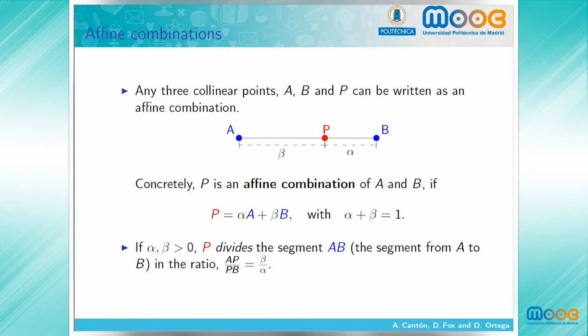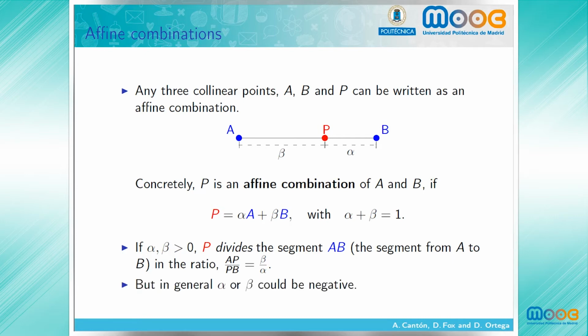When alpha and beta are both positive, we say that P, which is a barycentric combination of A and B, divides the segment AB, the segment from A to B, in the ratio beta over alpha. Beta is the number obtained by dividing the length of the segment AP by the length of the segment AB, and alpha is the number obtained by dividing the length of the segment PB by the length of the segment AB. If instead of the segment AB we consider the segment BA, then we would say the point P divides the segment BA in ratio alpha over beta.